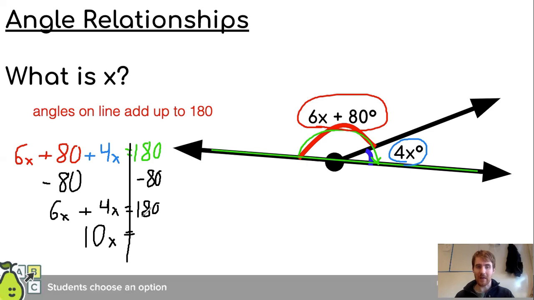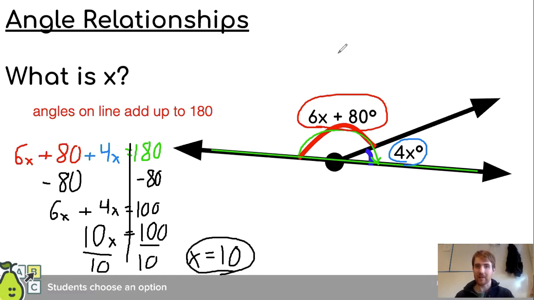And hopefully you caught this, but I actually made a mistake right here. 180 minus 80 is not 180. It is, of course, 100. So we're left with 10x equals 100. We still need to figure out what x is, not what 10x is. So we'll divide by 10. And if you do the math, 100 divided by 10 is equal to 10. So that tells us that x equals 10.